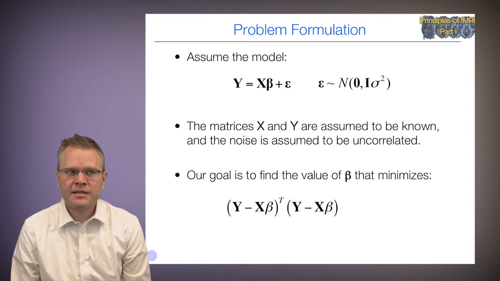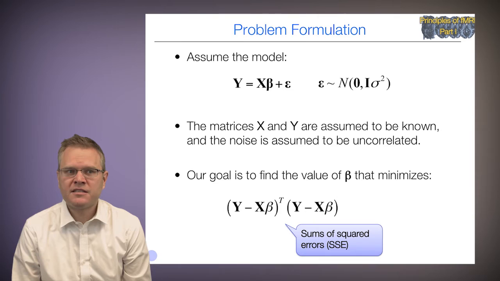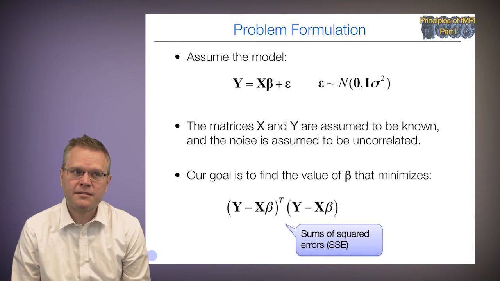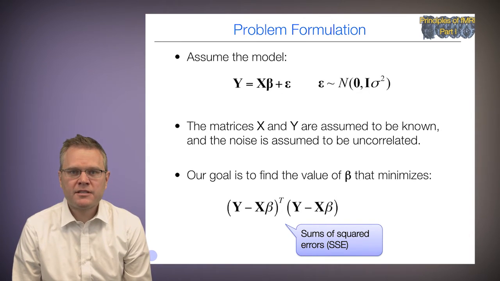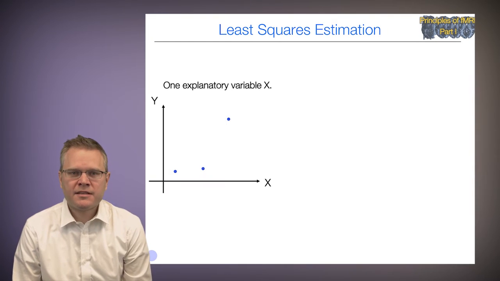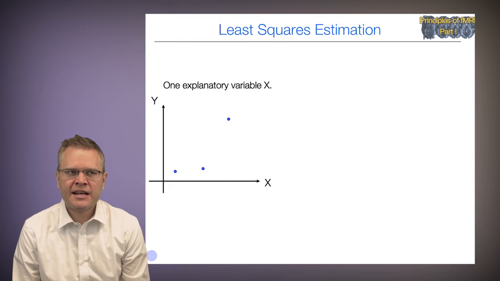So at the end of the day, in the GLM, our goal is to find the values of beta that minimize (Y minus X beta) transpose (Y minus X beta). This is the sum of squared errors, or SSE. To put this into context, we can think about when we have one column in our design matrix, and this is simple linear regression. So we have Y on the Y-axis and X on the X-axis, and we want to find the line that best fits this data.